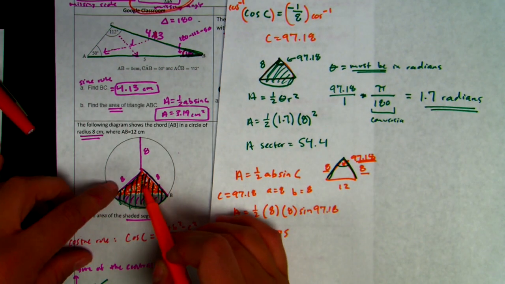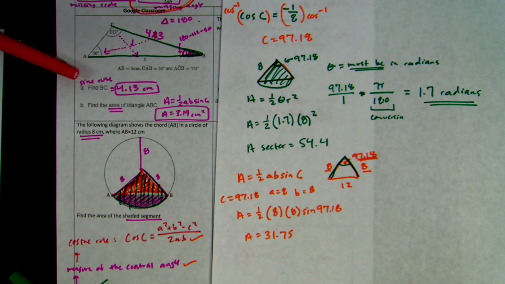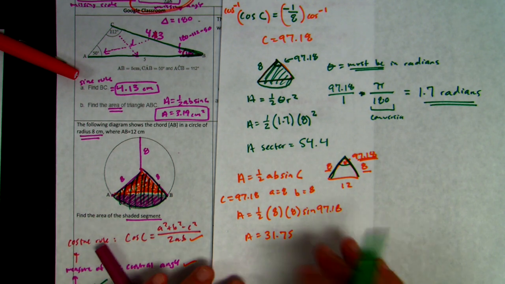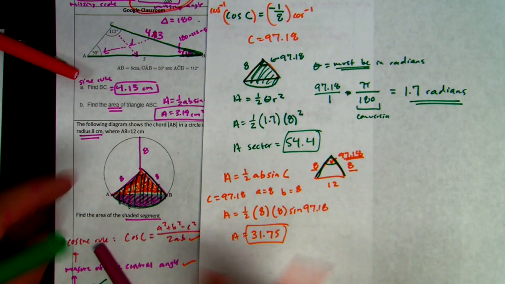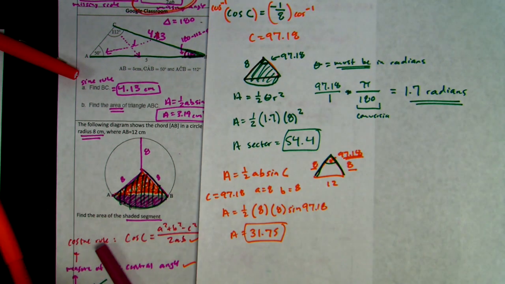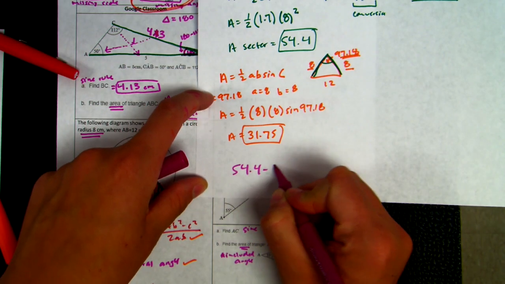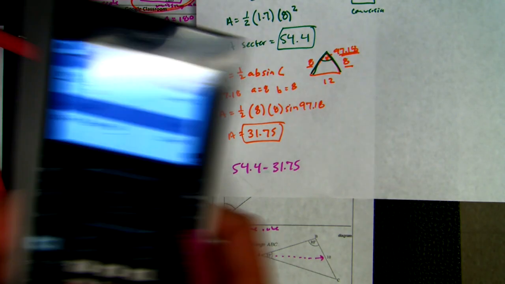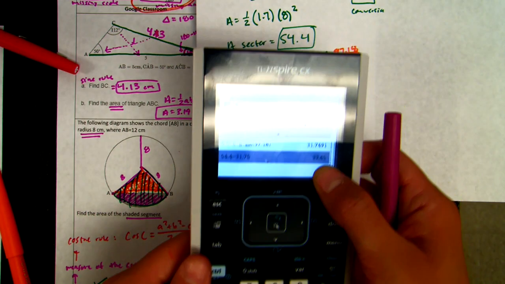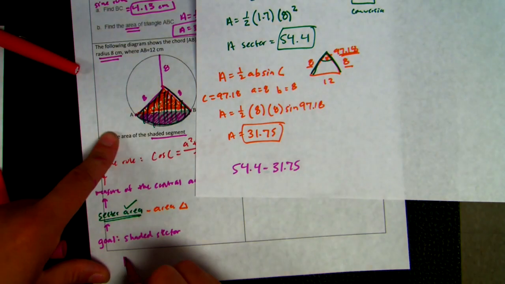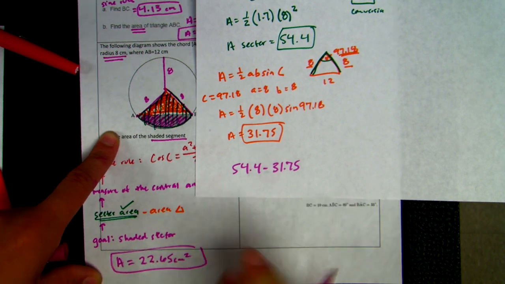I just found the area of this triangle. What I want to find is the area of this shaded sector. So if I take the area of the entire sector, minus the area of my triangle, it will give me the area of just the pink sector. So my very last step is 54.4 minus 31.75, which gives me 22.65. So the area of the shaded segment is equal to 22.65 centimeters squared.